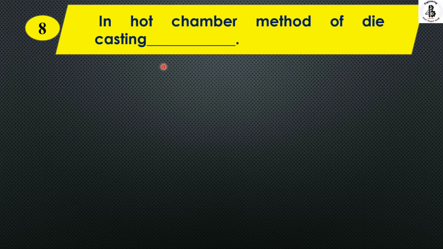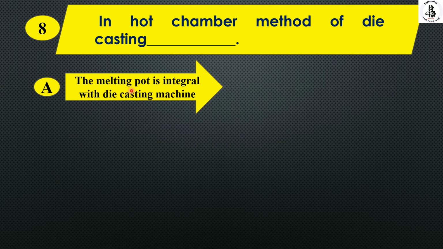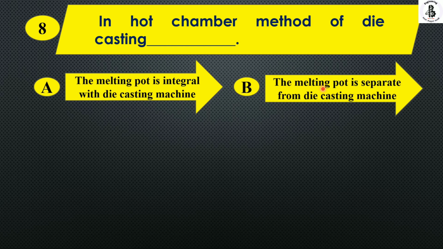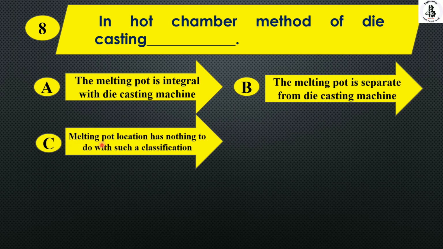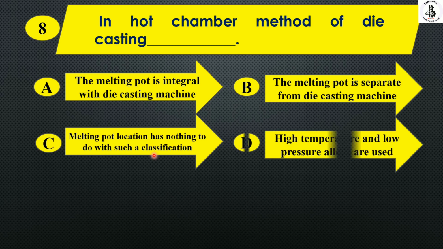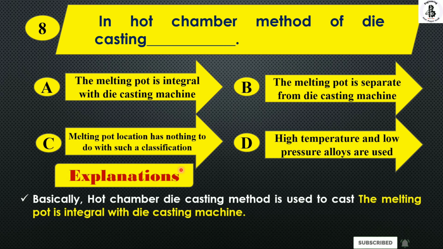The next question. In the hot chamber method of die casting, option A, the melting pot is integral with the die casting machine. Option B, the melting pot is separate from the die casting machine. Option C, melting pot location has nothing to do with such a classification. And option D, high temperature and low pressure alloys are used. Basically, in the hot chamber die casting method, the melting pot is integral with the die casting machine. So the right answer is option A.